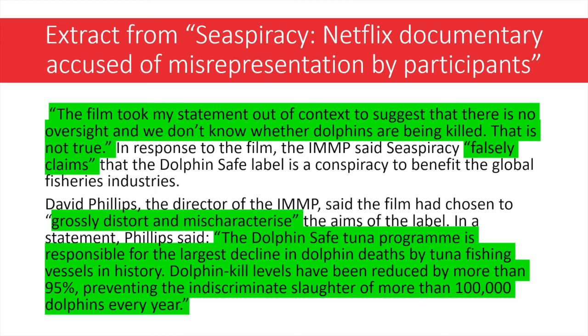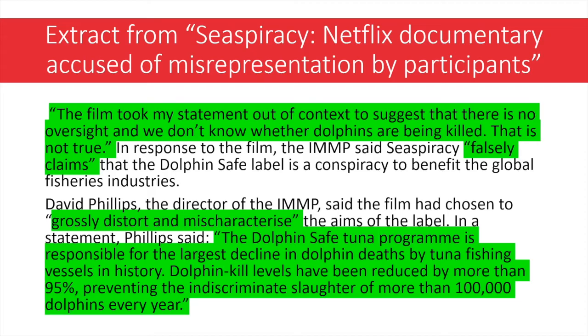In his statements, Phillips said, the Dolphin Safe Tuna program is responsible for the largest decline in dolphin deaths by tuna fishing vessels in history. Dolphin kill levels have been reduced by more than 95%, preventing the indiscriminate slaughter of more than 100,000 dolphins every year. You will see I have highlighted the correct use of direct quotations.